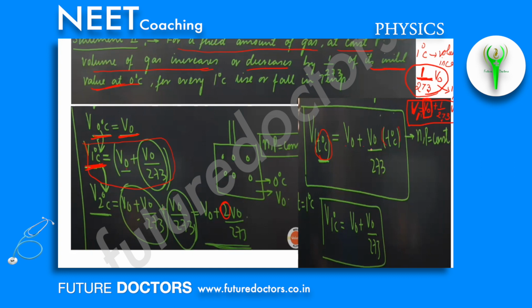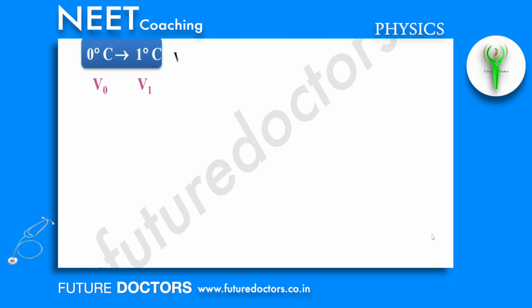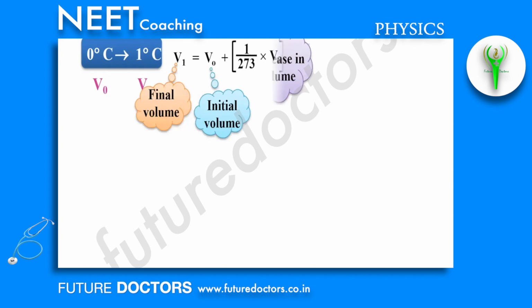So this is the increase in volume for 0 to 1 degree. This is the increase for 1 degree, but we have increased the temperature for T degrees, so multiply by T. V 1 degree C is equal to V naught plus V naught by 273. Suppose 5 degrees, V 5 degrees is equal to V naught plus V naught into 5 by 273. So this is the increase in the volume. So at 0 degree, this is the increase: initial volume plus increase in volume gives the final volume.